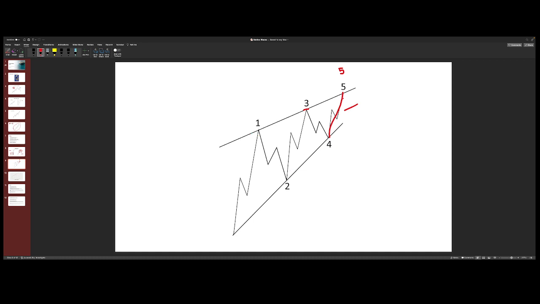Waves 1 through 5 of an ending diagonal always subdivide into zigzags, 3-wave structures. You got 1, 2, 3 for wave 1, 1, 2, 3 for wave 2, 1, 2, 3 for wave 3, 1, 2, 3 for wave 4, 1, 2, 3 for wave 5. So in an ending diagonal, all these are zigzags.